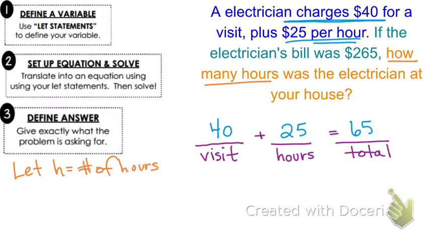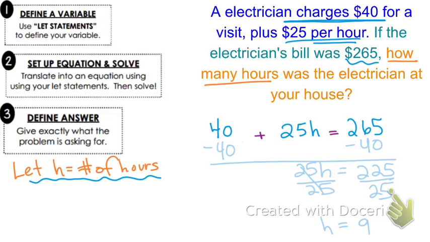Ask yourself, what am I doing? I'm multiplying 25 by the number of hours. Remember, H is the number of hours, so 25 will be multiplied by H. So now let's look at the total for this question, which is 265. So this is our equation. I'm going to just pause it and solve this real quick so we can really focus in this video on actually writing the equations. So here we see that H is 9. So when you go back and look at the question, how many hours was the electrician at your house? 9 hours.